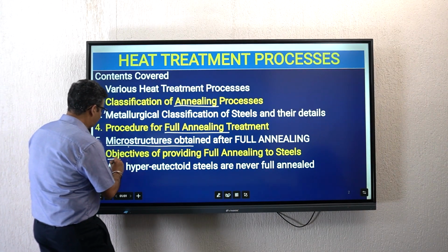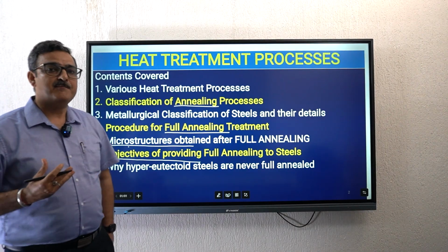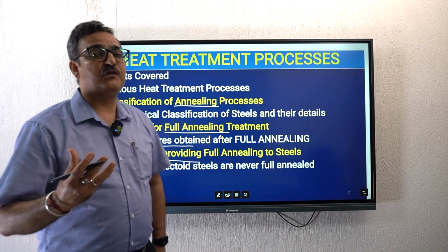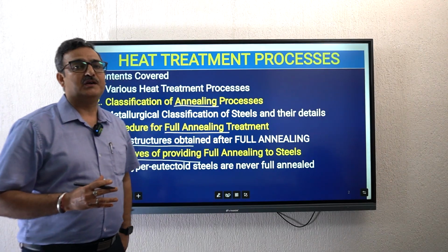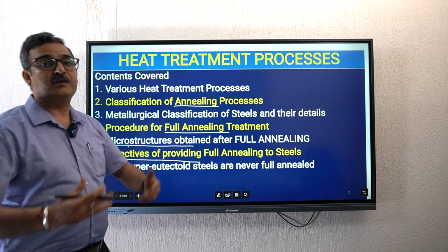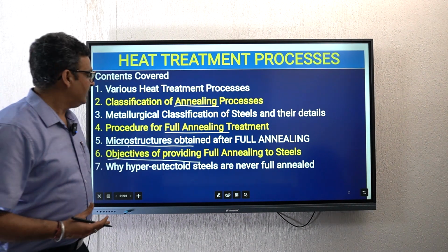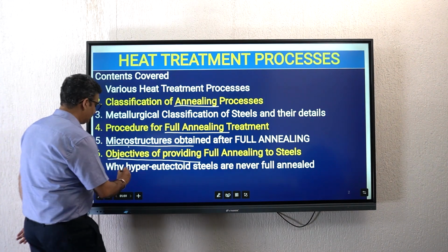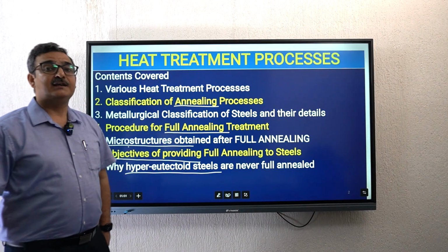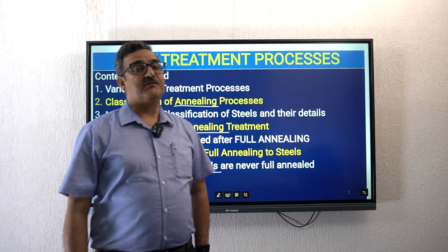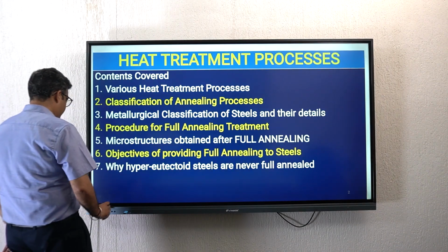Also, we'll try to see what the aims in mind are, what the various objectives are for which full annealing treatment should be chosen for a particular steel. Meaning, what areas of applications would require you to give a steel the full annealing heat treatment. And as I said before, we'll also try to understand why hypereutectoid steels cannot be given full annealing treatment. Okay, students.